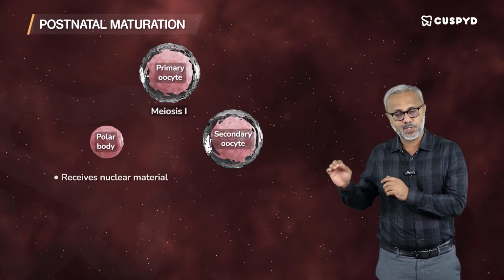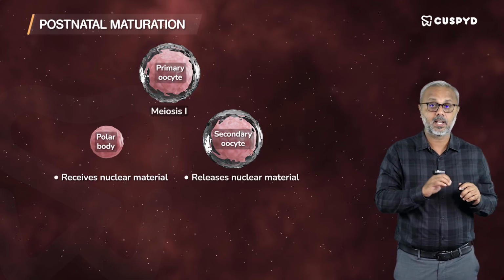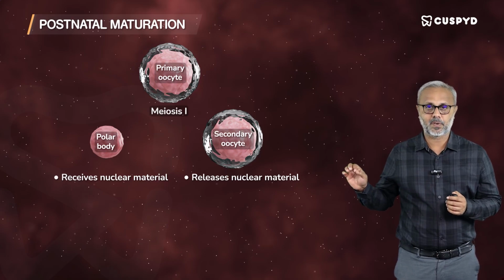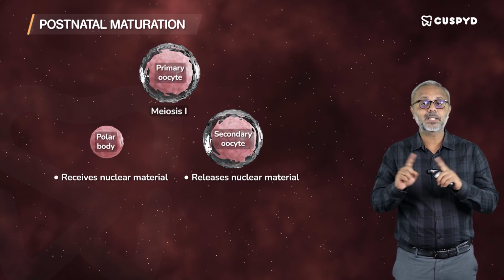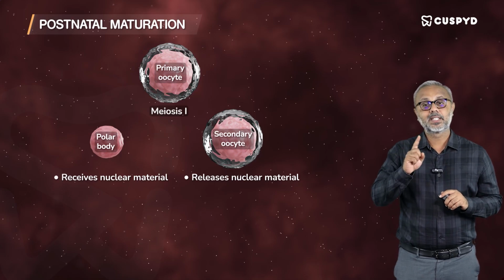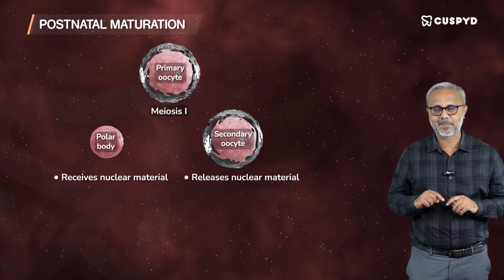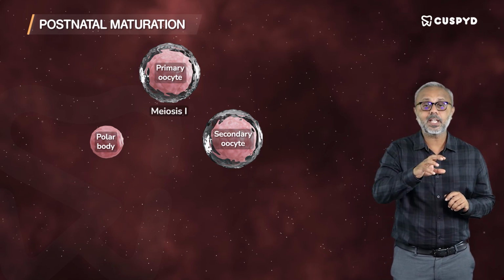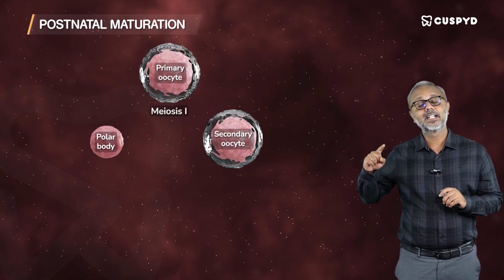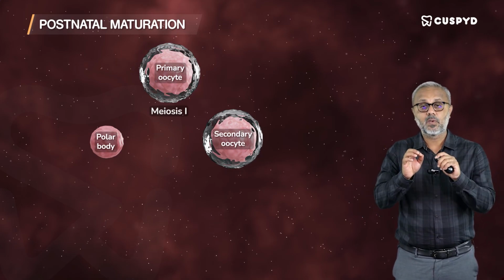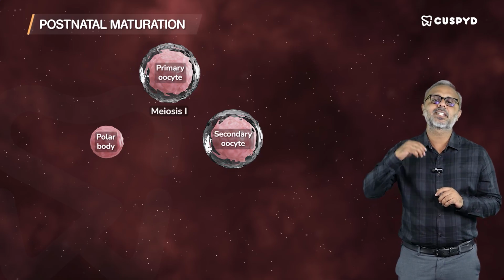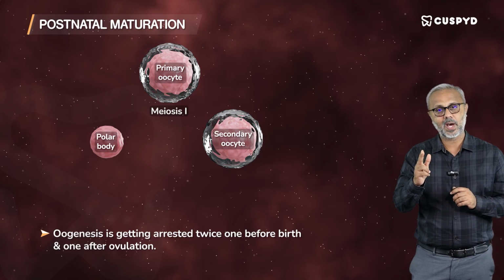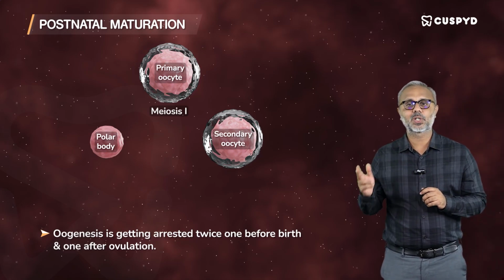Both the polar body and the secondary oocyte receive nuclear material, but the secondary oocyte receives almost all the cytoplasmic material and the polar body receives none of it, right? So the cytoplasmic division is unequal here, compared to the equal cell division that occurs in spermatogenesis. So this is meiosis 1. Now the secondary oocyte that is formed should enter the second meiotic division. Very good. Now this second meiotic division gets arrested again. So oogenesis is getting arrested twice, once before birth and once after ovulation.